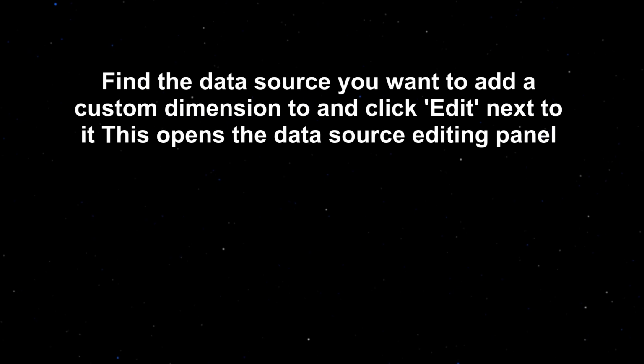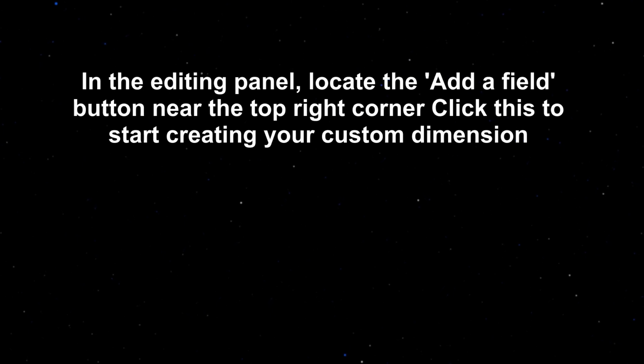Find the data source you want to add a custom dimension to and click Edit next to it. This opens the Data Source Editing panel. In the Editing panel, locate the Add a Field button near the top right corner. Click this to start creating your custom dimension.